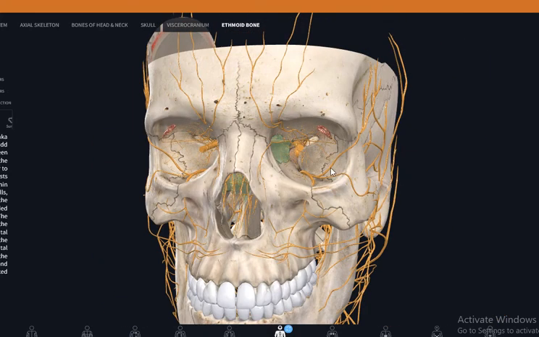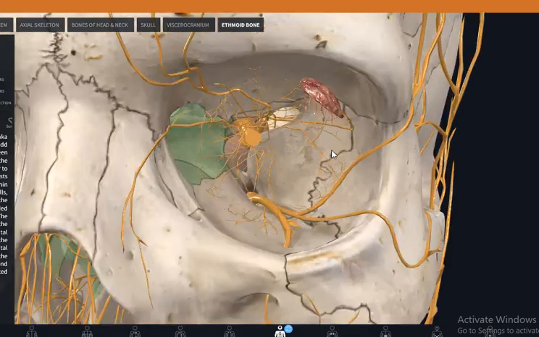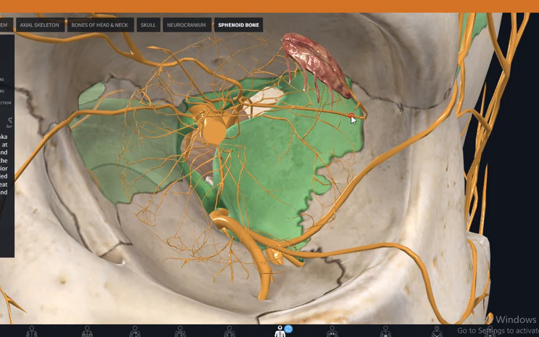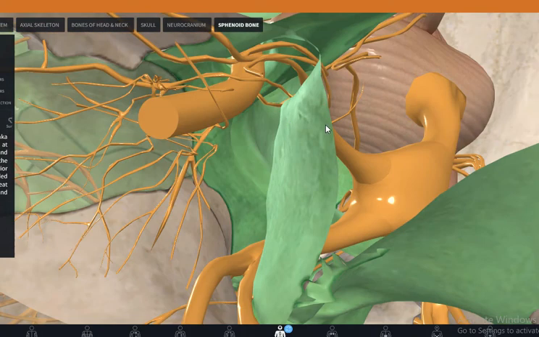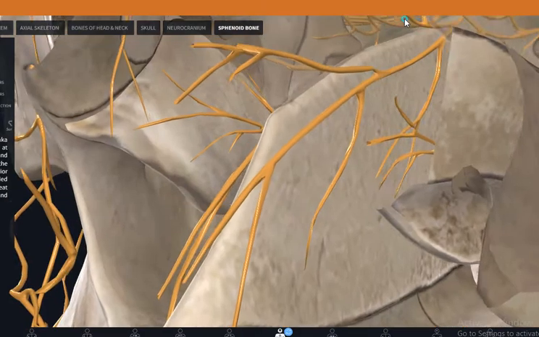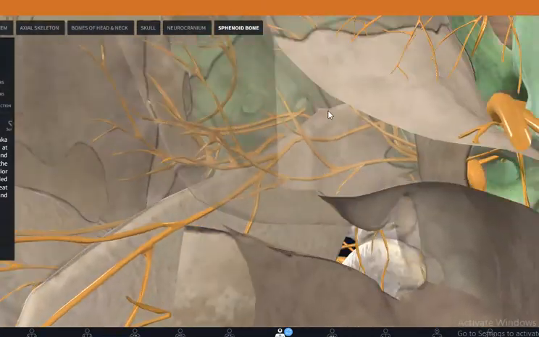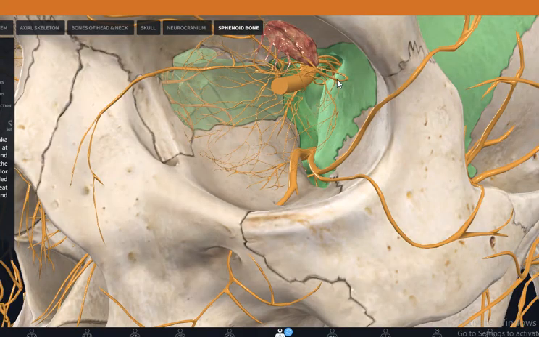Now the next nerve on the lateral side here is going to be the lacrimal nerve. If you look closely, you have this nerve here which is supplying the lacrimal gland. This particular nerve here is going to be the lacrimal nerve, supplying the lacrimal gland.